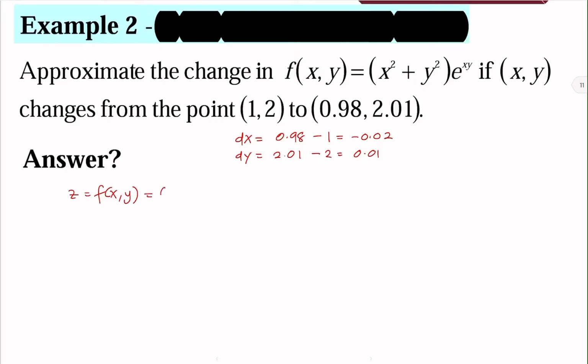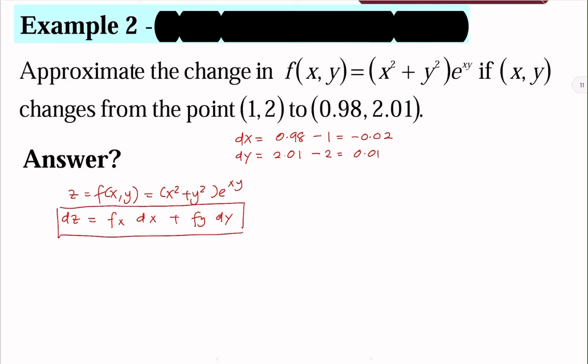So we have the formula. Let's say we take z is equal to f(x,y), x squared plus y squared, e^(xy). So basically we want to find dz, and the formula is f_x dx plus f_y dy. So now of course we want to find f_x and f_y.